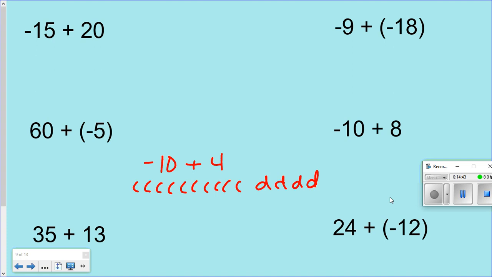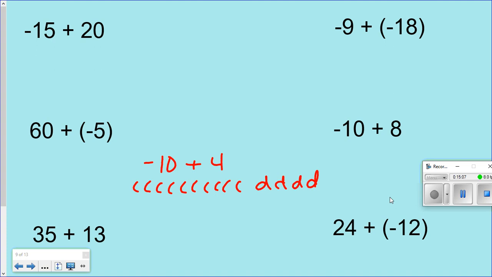60 plus -5. Haley? Gotta specify, positive or negative? You're right. Good job. I was testing you. Okay, let's go to the bottom. 35 plus 13. This is what you've seen since you've probably been in about 2nd or 3rd grade. Anybody want to take a stab at it? Haley? 48. Good job.